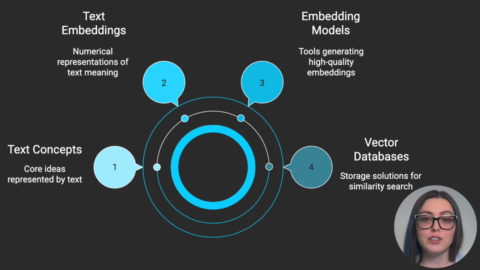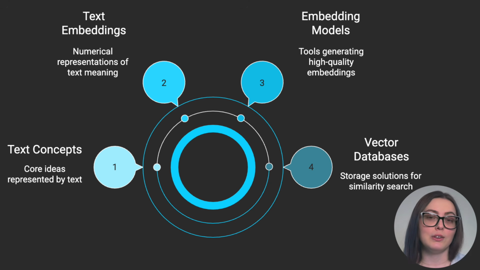When we convert text to embeddings, similar concepts end up close to each other in vector space, even if they use different words. For example, automobile and car would have similar embeddings because they represent the same concept, despite being two different words. Modern embedding models like OpenAI text embedding or models from the MTEB leaderboard generate high-quality embeddings that capture nuanced relationships between concepts. These embeddings are stored in specialized vector databases optimized for similarity search.